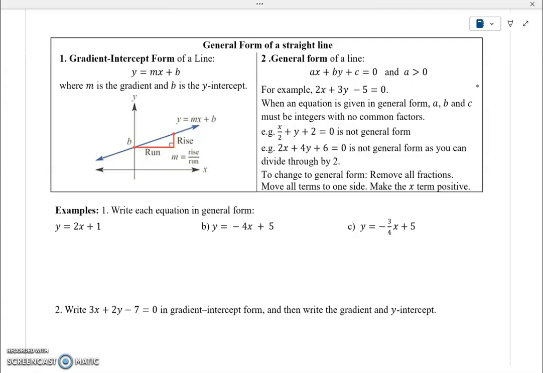This is not general form because there's a divide by 2, so you would multiply through by 2 to change that to general form. This one here is not in general form because 2, 4, 6 have a common factor of 2, so you can divide through by 2, and that's what you would do. To put that in general form, that would be x plus 2y plus 3 is equal to 0. So to change to general form, remove all fractions by multiplying, move all terms to one side, make sure that the x term is positive, and put the x term first, then the y term, then the constant term, equal to 0.